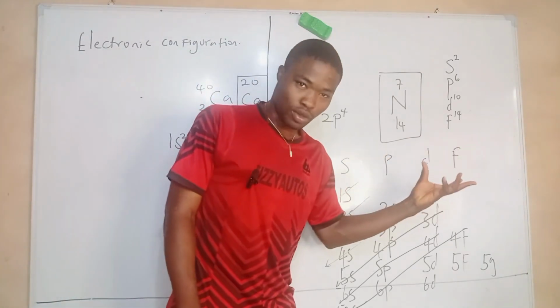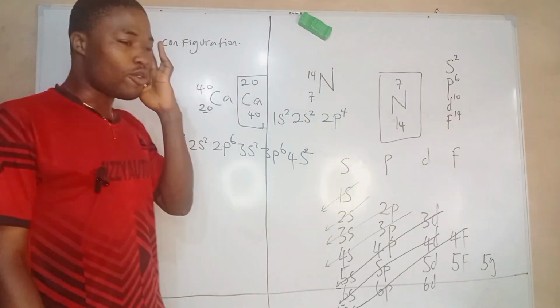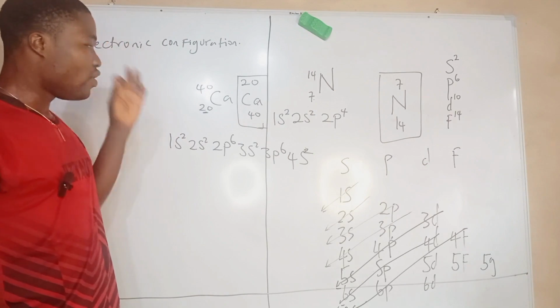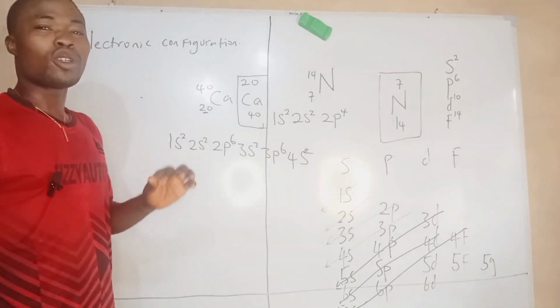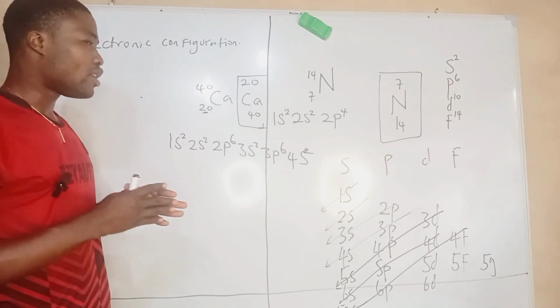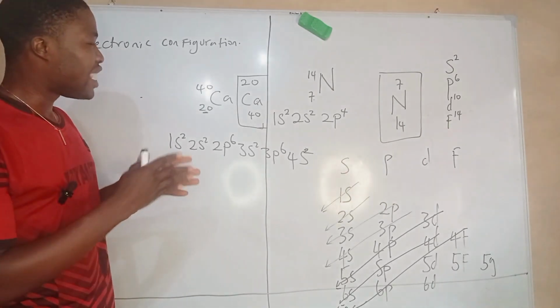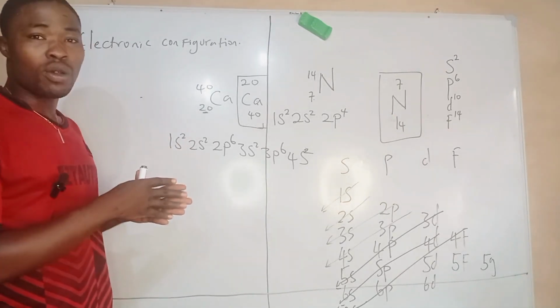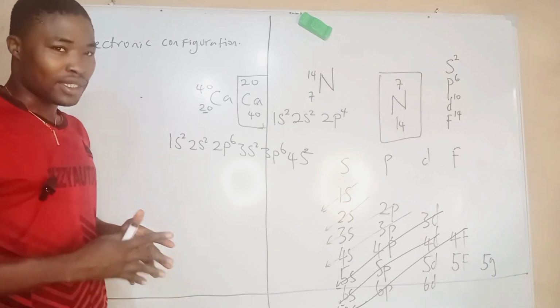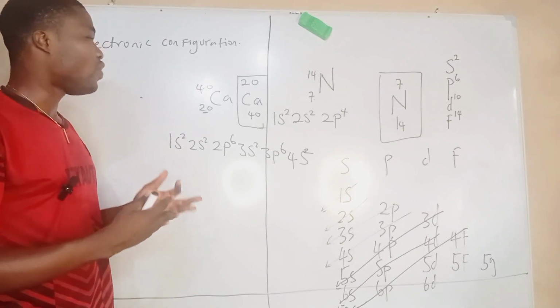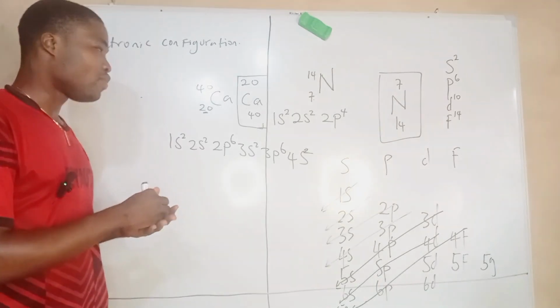SPDF are subshells. If you want to know more about that, I will drop the link on this video, the link on quantum numbers. In the video on quantum numbers, I explain the difference between shell, subshells, and orbitals. So you can go and see. I'm just trying to fill electrons into the subshells now.